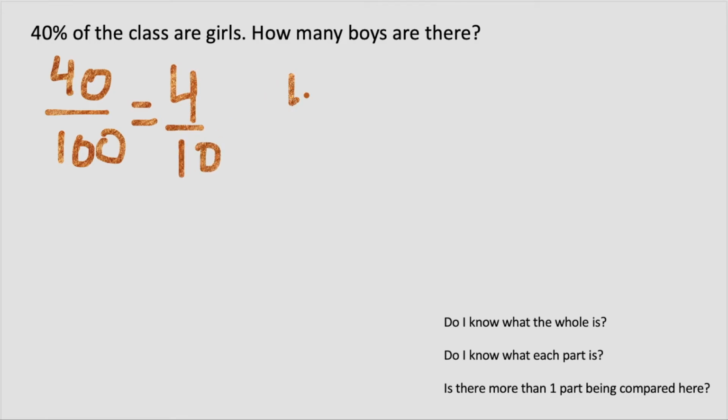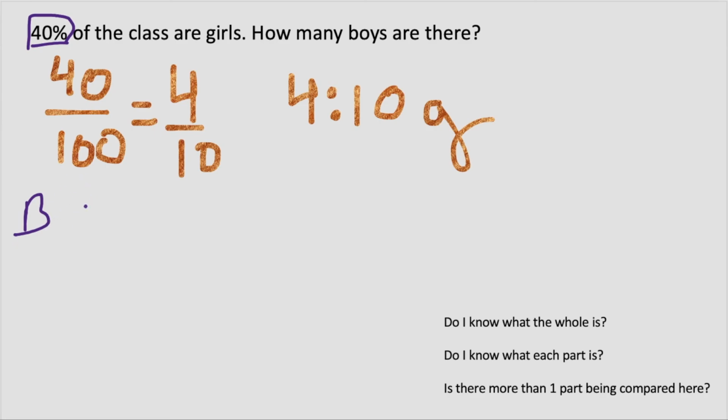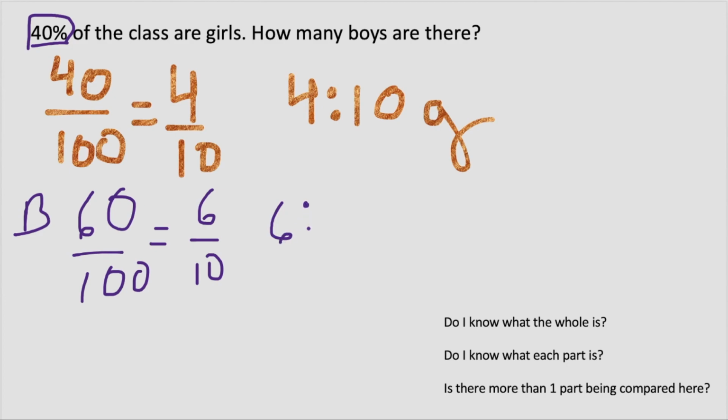So for every 10 in the class, there are 4 girls. So that is girls. That would mean the boys would make up the rest of that whole. So very easily we can figure out the boys, right? Because fractions, our percentages are out of 100. So this would be 60 over 100, which if I reduce it is 6 over 10. And here is our ratio, right? 6 to 10 in the class are boys.